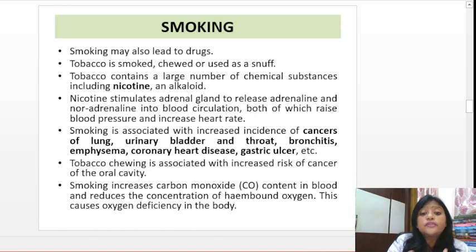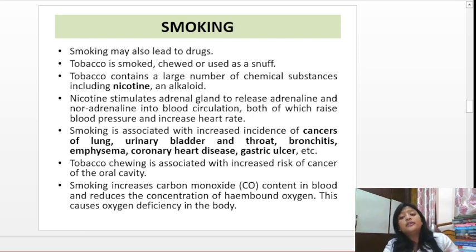And smoking is also causing cancers of, okay, I've already told about lung cancer, so also cancer of the throat. Then some people have bronchitis, which is again one of the reasons, maybe, of smoking. And there are other reasons also, so emphysema, then coronary heart disease, gastric ulcer. So these are all types of diseases or disorders that are occurring because of smoking.